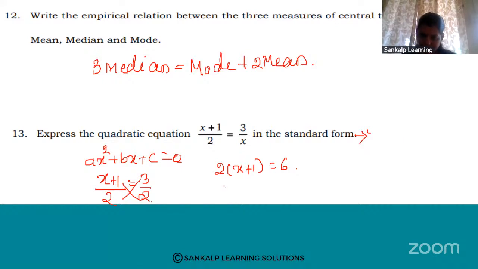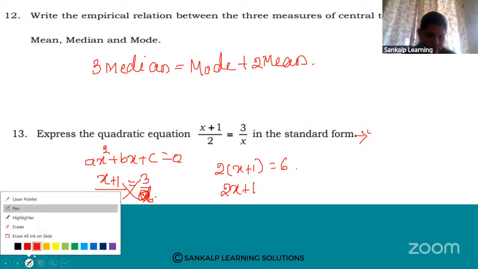So 2 into x is 2x plus 1. Here it is 3 by x, right? 3 by x. Wait for a minute.